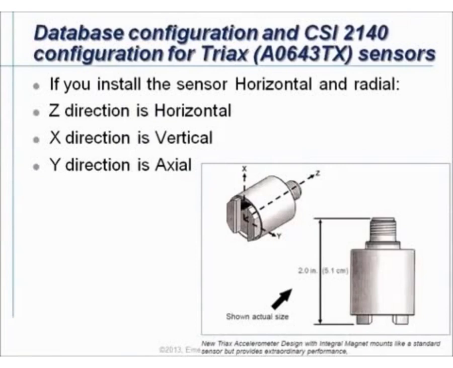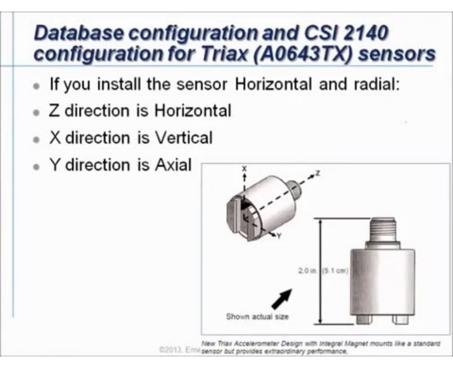Now, if you work with a triax sensor, you can use it in different methods, and you can also install it in different directions. In this video tutorial we will focus on one practical case where we will install the triax sensor always in horizontal direction and in radial direction on the machines.